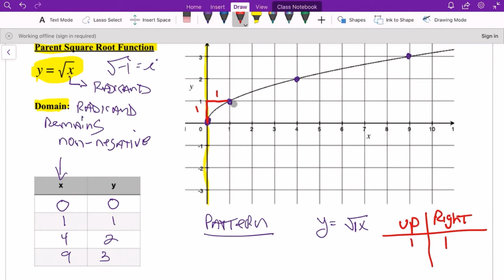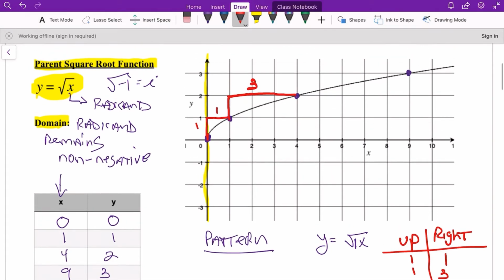And then from that point, again, we're going to walk up 1 unit. And then the next step over is going to be 3, so we're going to go 3 units to the right. And then we're going to do it one more time. We're going to walk up 1 unit, and the next point on the graph that we actually get a whole number value is going to be over 5 spaces.